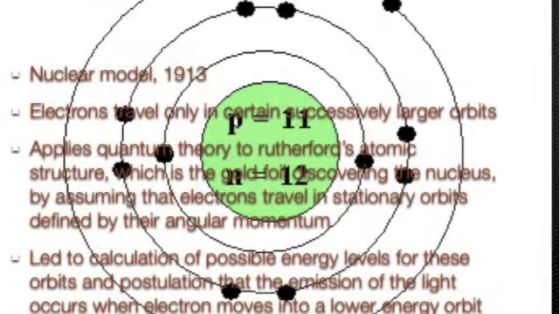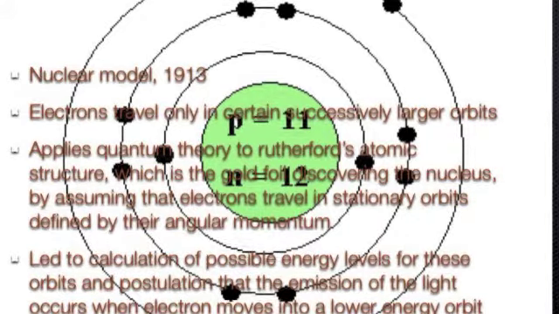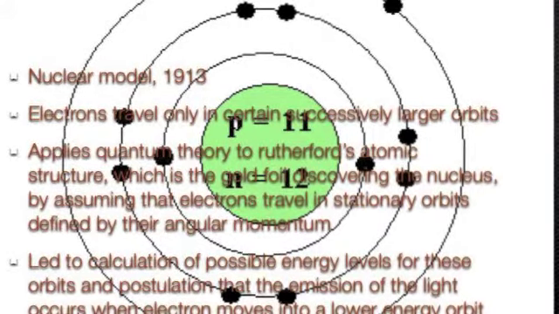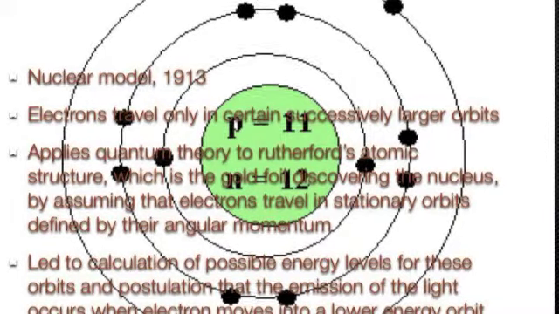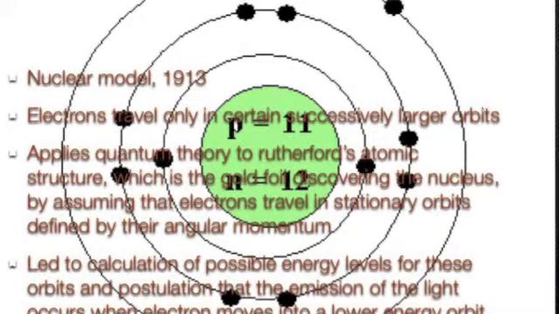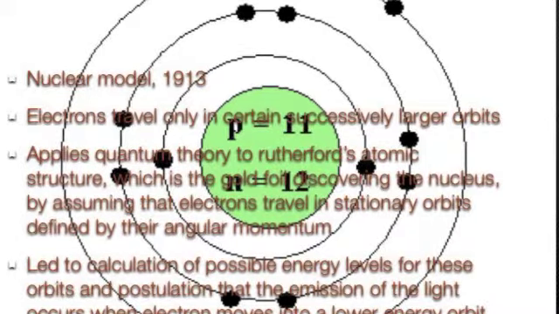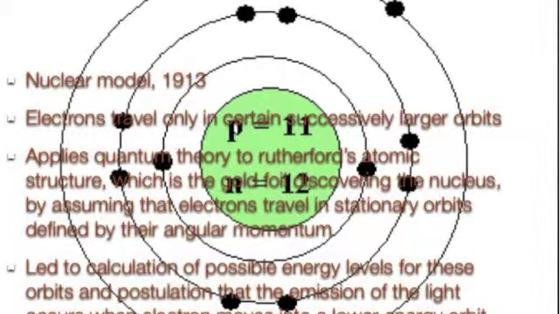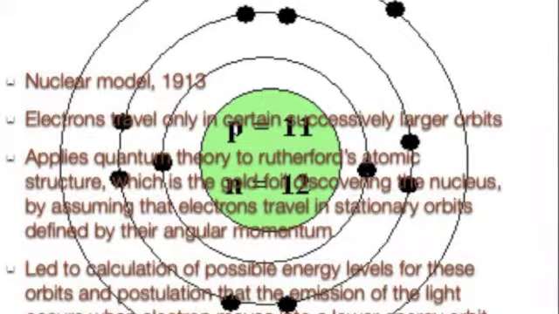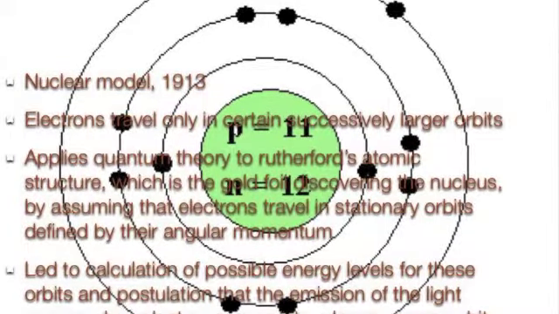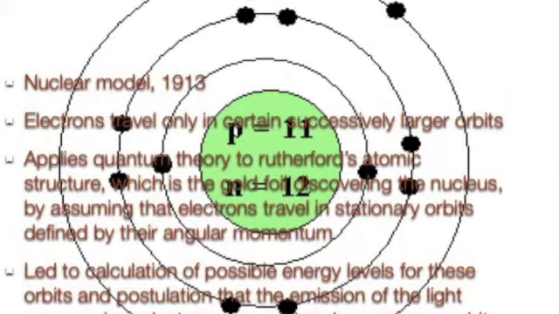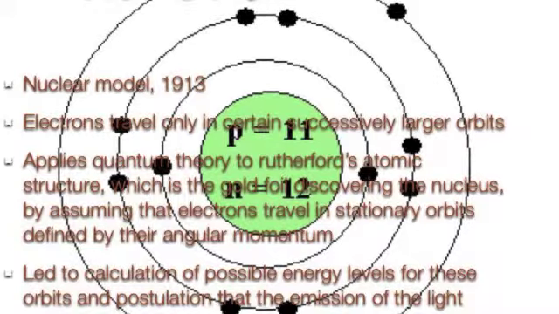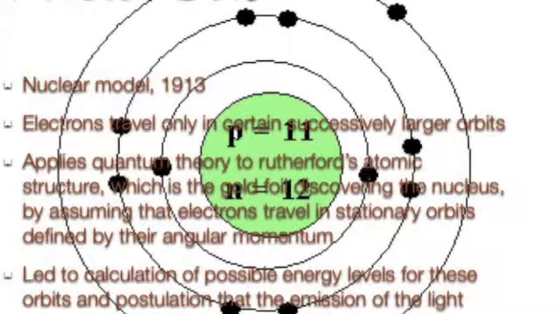Niels Bohr, nuclear model, 1913. Electrons travel only in certain successively larger orbits. He applies quantum theory to Rutherford's atomic structure, which is the gold foil experiment discovering the nucleus, by assuming that electrons travel in stationary orbits defined by their angular momentum. This led to calculation of possible energy levels for those orbits and the postulation that the emission of light occurs when an electron moves into a lower energy orbit, which causes fireworks.